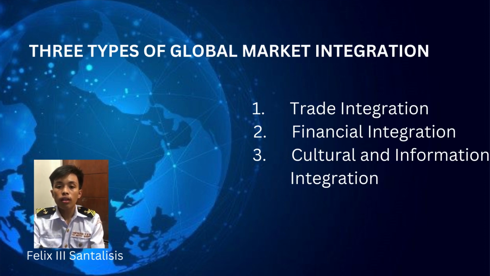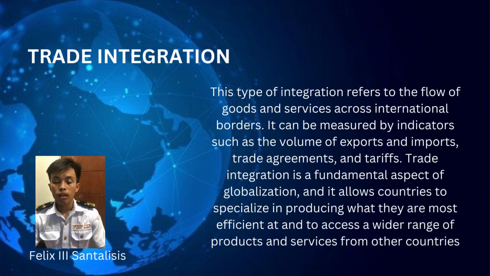Three types of global market integration. First, trade integration. Second, financial integration. Third, cultural information integration. Trade integration. This type of integration refers to the flow of goods and services across international borders. It can be measured by indicators such as volume of exports and imports, trade agreements, and tariffs. Trade integration is a fundamental aspect of globalization, and it allows countries to specialize in producing what they are most efficient at and to access a wider range of products and services from other countries.